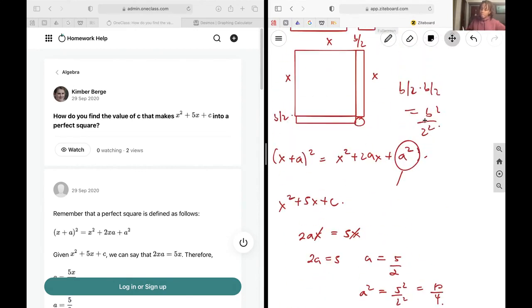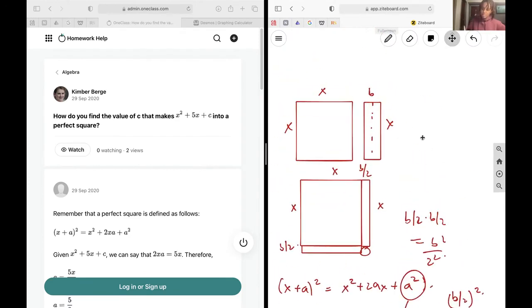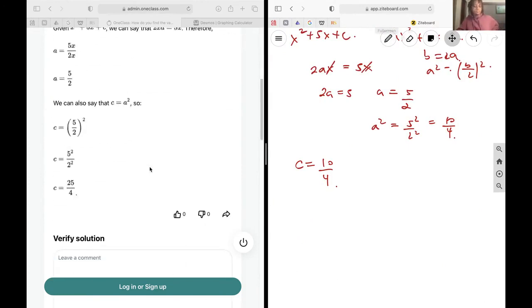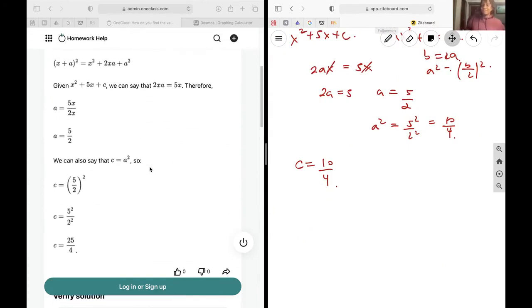So the reason why you have b in this and 2ax here is just based off of the fact that standard quadratic form is ax squared plus bx plus c. And so in your c position, you would have b over 2 squared, because b would be 2a, and a squared is b over 2 squared. And so I hope that all makes sense for you. But your final answer should be 10 over 4. Oh, sorry, 25 over 4, not 10, because it is squared.